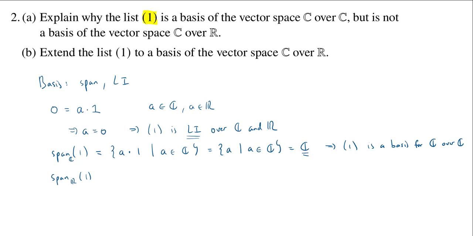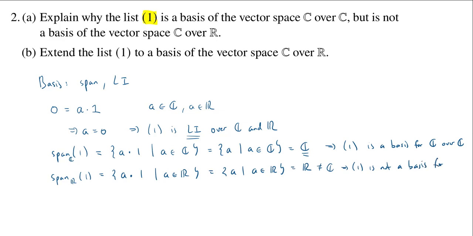So let's check the span over the real numbers. Well, again, this would be all a times 1, but now we're only allowed to multiply by real numbers. And again, a times 1 is a, so this would be all a, such that a is a real number, which is actually just the set of real numbers, which tells us that the R span is not all of C, it's just R. Okay, so R, of course, is not equal to the complex numbers, and so 1 is not a basis for C over R. Right? The linear independence works, but the span does not.